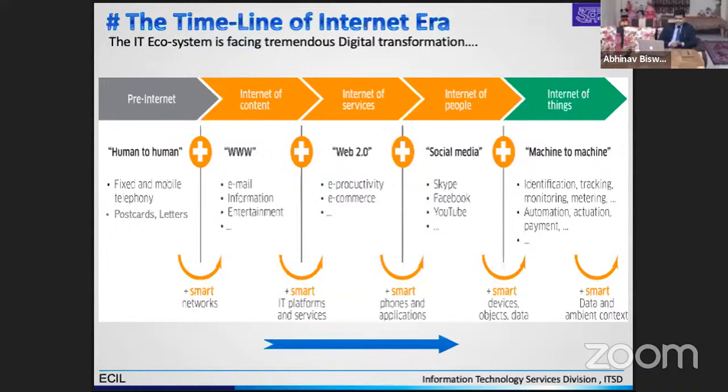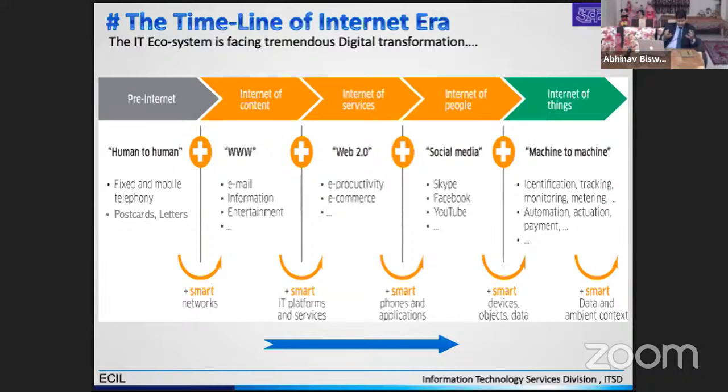This is the timeline of the internet era. In a matter of just the last 2 decades, you see computing systems have evolved at a tremendous rate. Earlier, in the pre-internet era, most of the communication was human to human, right? Using paper-based postcards and letters. But then networks started becoming smarter.